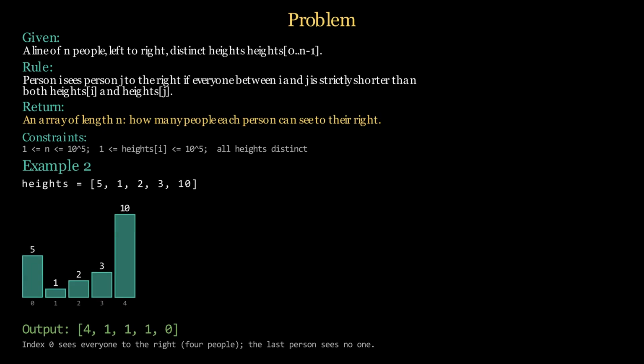Example 2, heights 5, 1, 2, 3, 10. The leftmost height 5 sees all 4 people to the right. The answer array is 4, 1, 1, 1, 0.